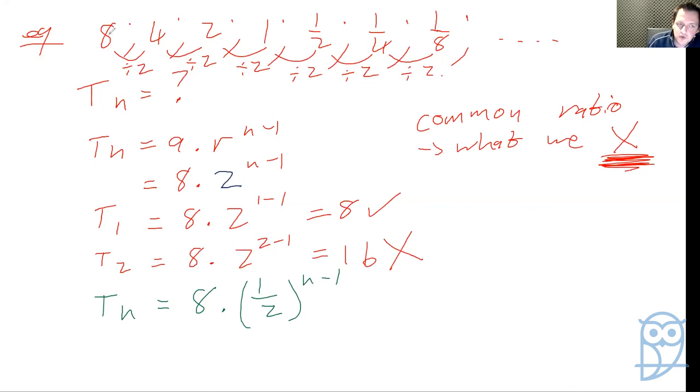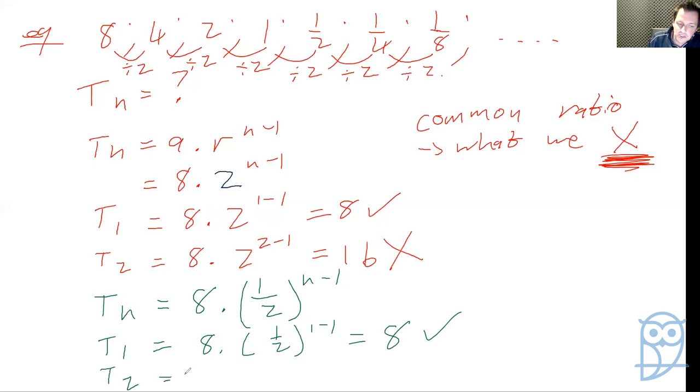So anytime that your sequence is going smaller when it comes to a geometric or exponential pattern, this ratio is going to be a fraction because you are multiplying by a fraction less than 1 to make numbers smaller. If your numbers are becoming bigger, this ratio is going to be a number bigger than 1 because that is how your numbers grow. So if we sub in T1, we get 8 times a half to the power of 1 minus 1. Again, this is a half to the power of 0, which we know is 1 times 8 is 8. So that still works.